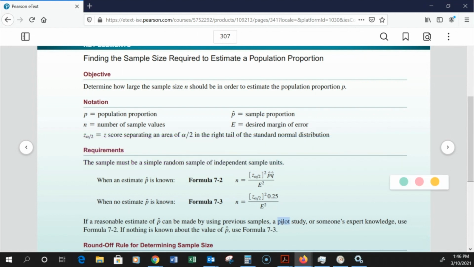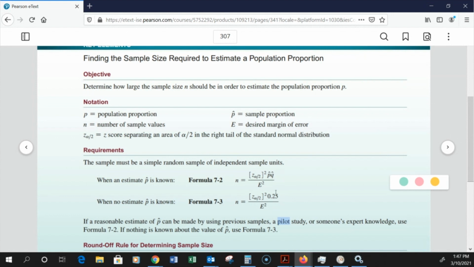I need to do probably 1,000 penguins. I need to talk to 2,000 adults about whether they're comfortable in a car. But let's just ask 100 and get a feel for what the percentage is. That's what they call a pilot study. Or someone's expert knowledge. Someone just knows a lot about this. And then you can use this formula.